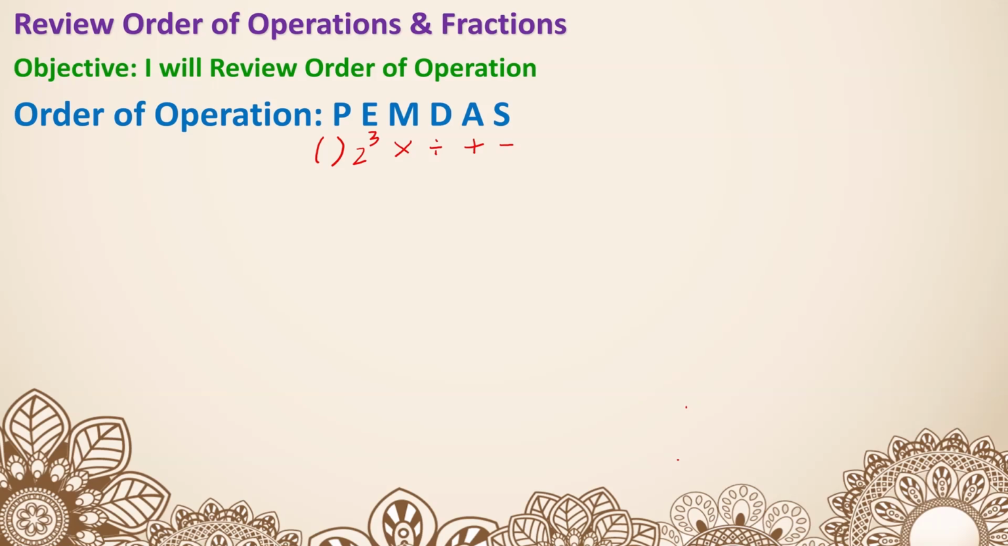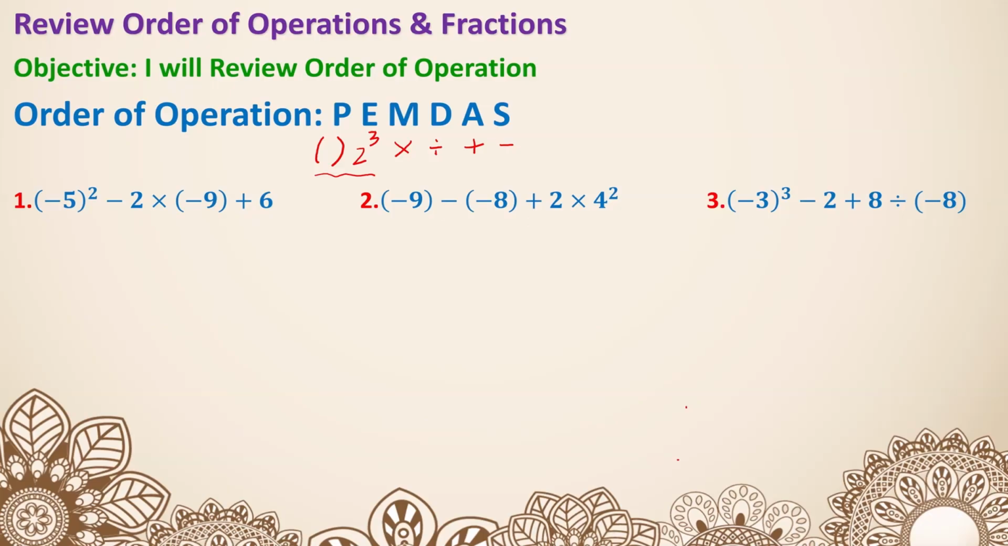There may be cases where you have parentheses and exponents together, so you have to deal with them together. Let's have a look at a few examples. Example 1. We have parentheses around -5 and also around -9. However, -5 has an exponent, but -9 is just a number, which means in that case, we can easily get rid of the parentheses. So that part is the same as -2 times just -9 without parentheses.